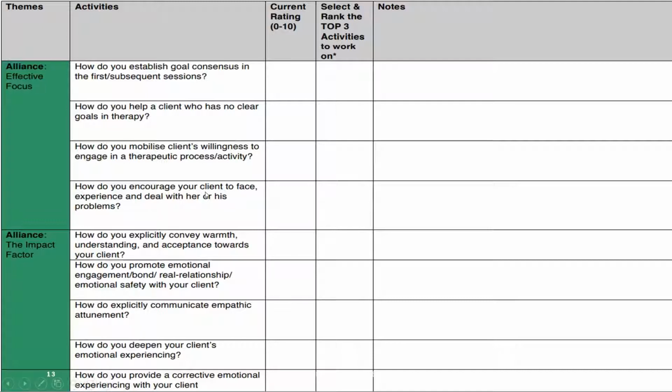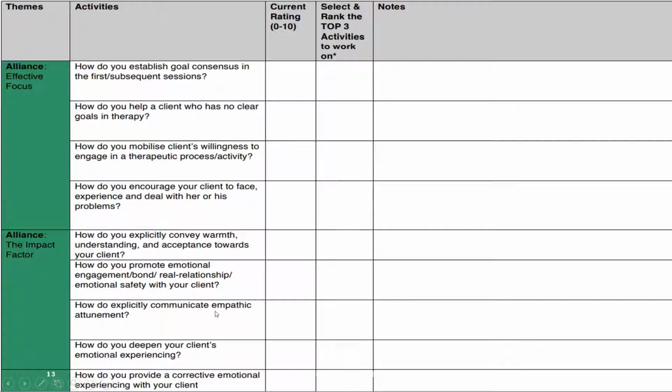How do I encourage my client to face, experience, and deal with their problems? So that's the effective focus. And then the impact factor is, how do I explicitly convey warmth, understanding, and acceptance towards my client? Again, the unconditional positive regard. How do I promote emotional engagement, bond, real relationship, emotional safety with my client? What are some actual tangible things that I do or say? How do I convey that?